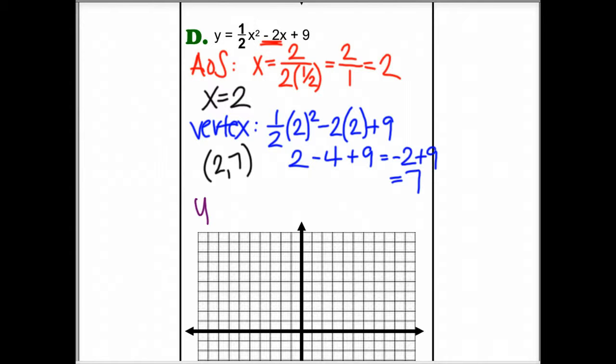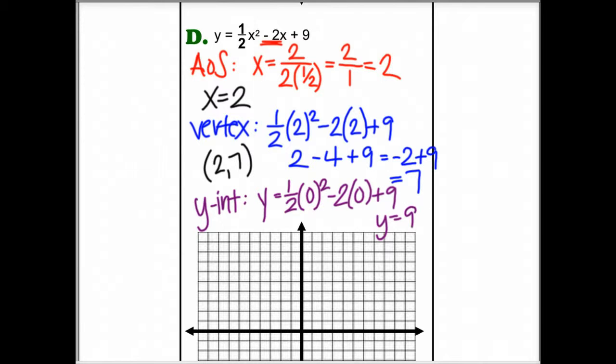For my y-intercept, we put in 0 for x, so y equals 1/2 times 0 squared minus 2 times 0 plus 9. That means that y equals 9, and my y-intercept is 0, 9.